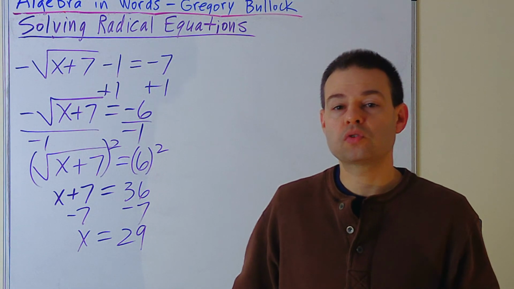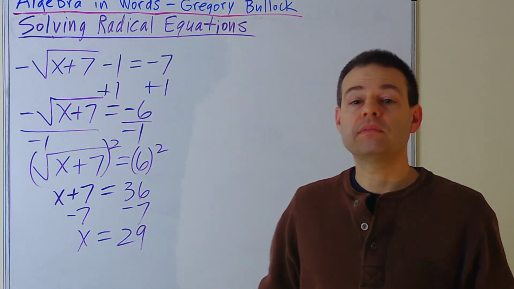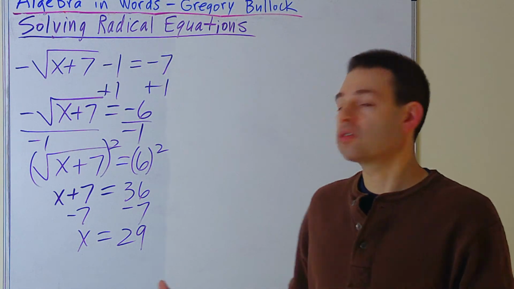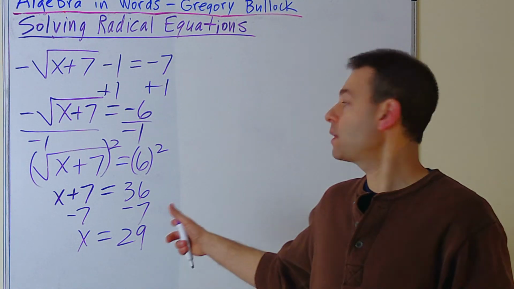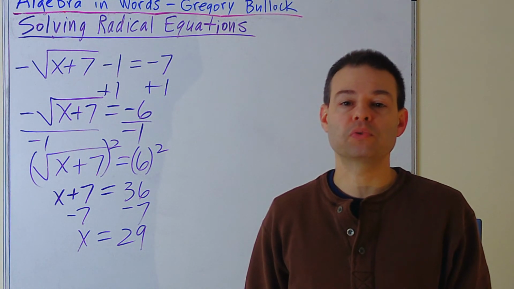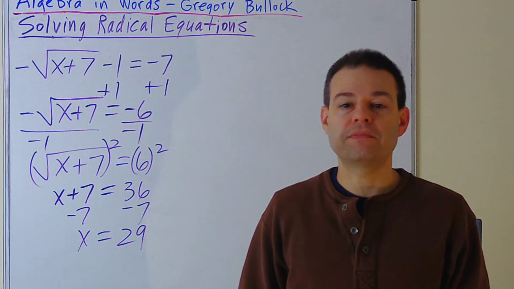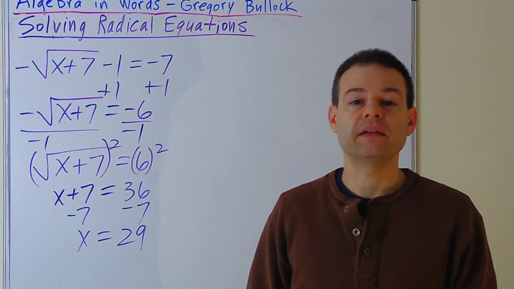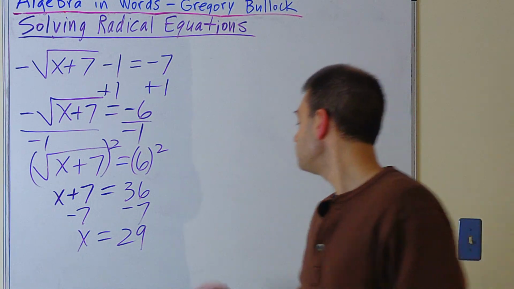And x equals 29. And before we circle that, you should substitute that back into the original equation and simplify and make sure the left side equals the right side. If you do that, you'll find out it checks out, and that's the answer.